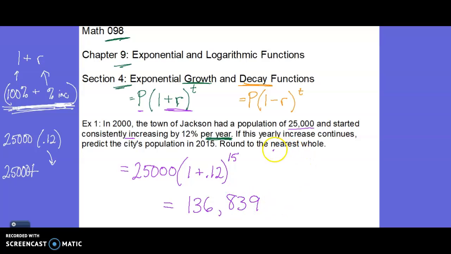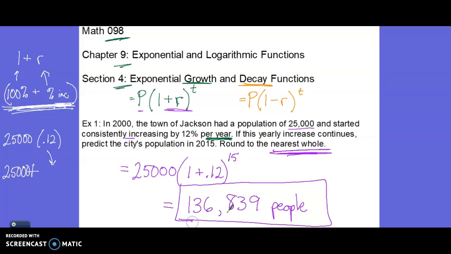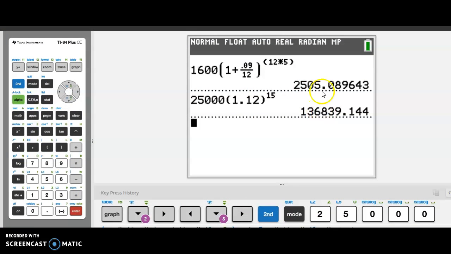And notice I'm rounding to the nearest whole number because we're talking about people. You don't want a decimal of a person. I wouldn't take points off if you rounded, but it doesn't make a whole lot of sense in the context of this question.